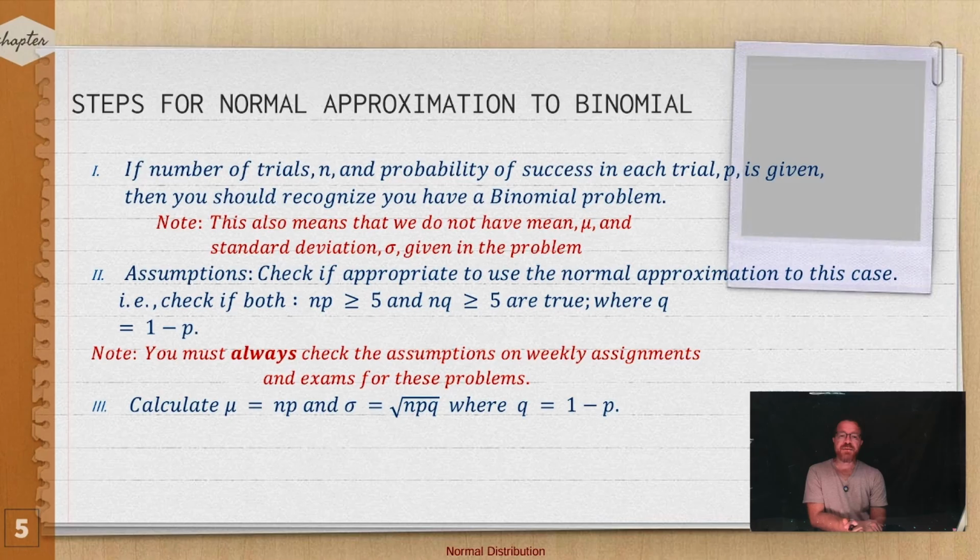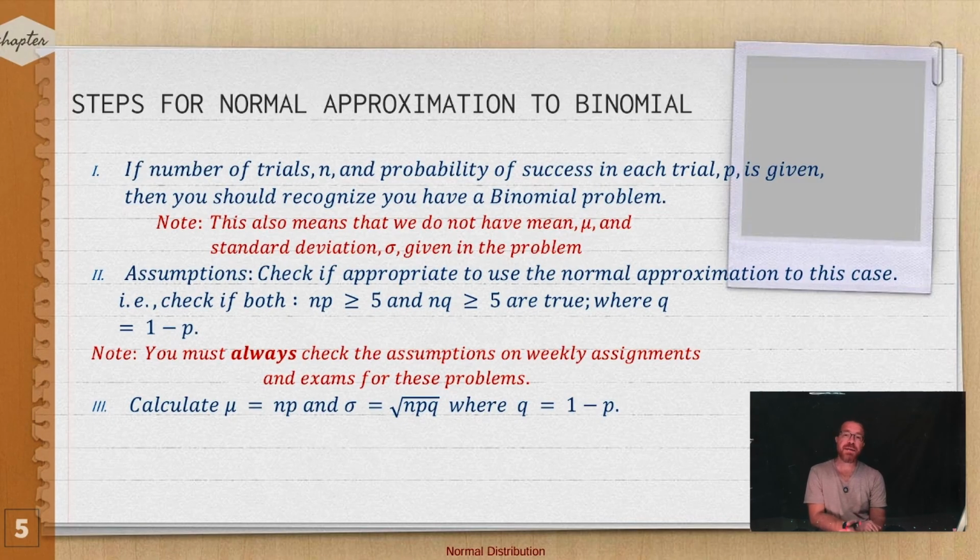So the first thing is, if the number of trials n and the probability of success of each trial p is given, then you should recognize that it's a binomial probability problem. Note that this also means that we do have to determine what the mean mu is and also what the standard deviation sigma is. First thing you're going to do, before you do any calculations, is check your assumptions.